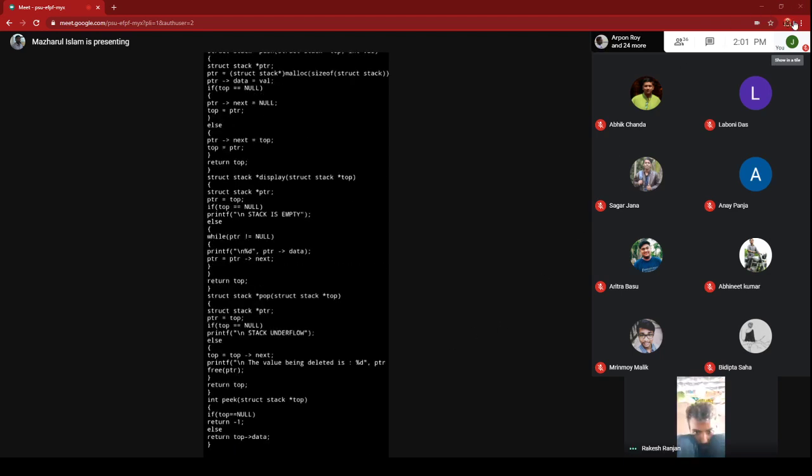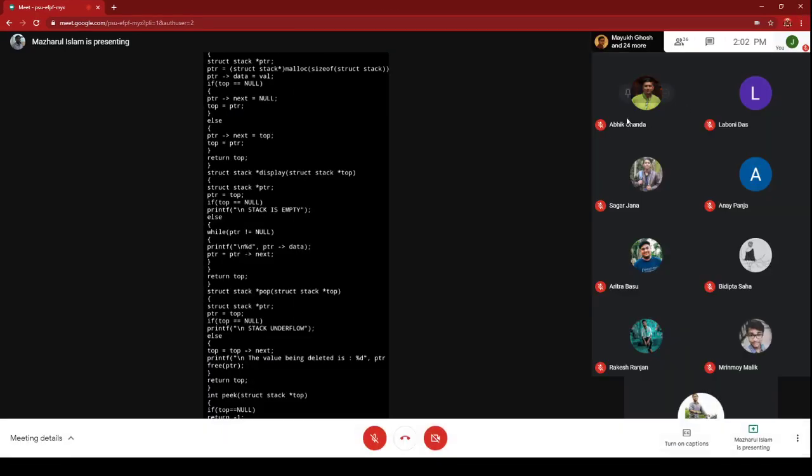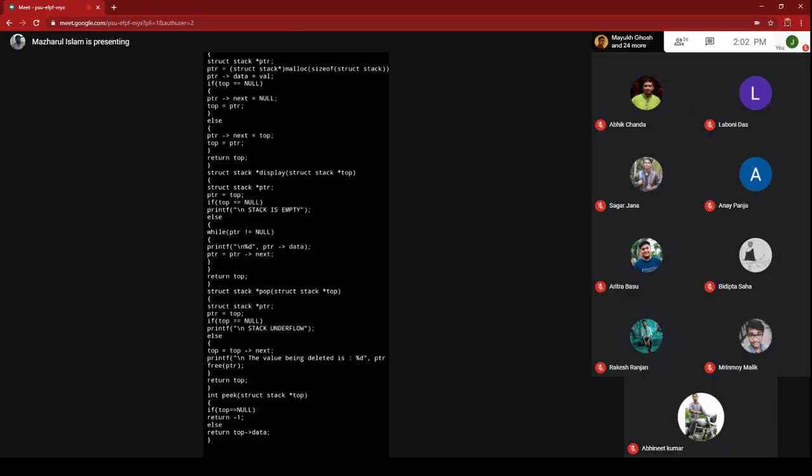And what is display? The display function starts from the top. If the stack is empty, top equal to null, then there is nothing to display. If it is not null, then in the else block, while ptr is not equal to null, you retrieve the data from the top, and ptr is updated by ptr equal to ptr next. Finally, you return the top.